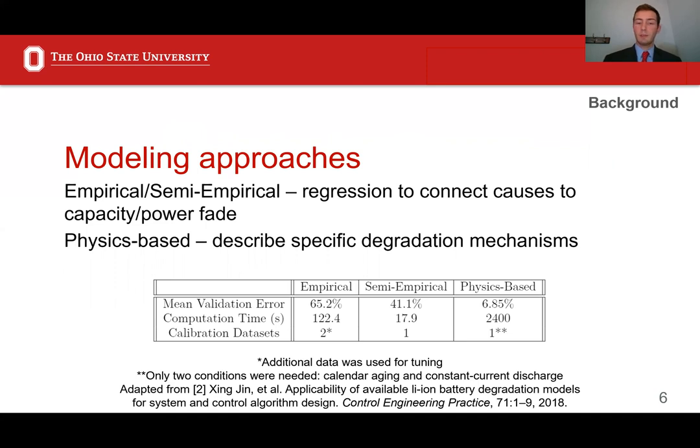Looking at the first column, we can see the main benefit of physics-based models, and that is that they offer significantly lower error compared to empirical and semi-empirical models. And this is because they're modeling exactly what is occurring within the cell. However, these come at the drawback of a significantly increased computational time, which is why empirical and semi-empirical models are generally used for system-level design now.